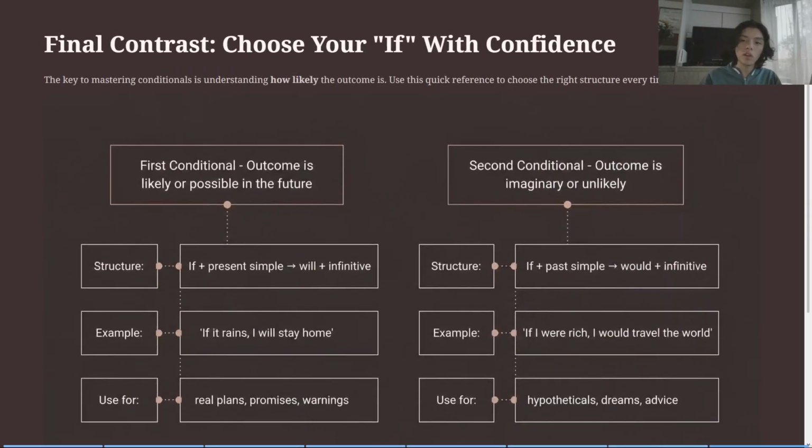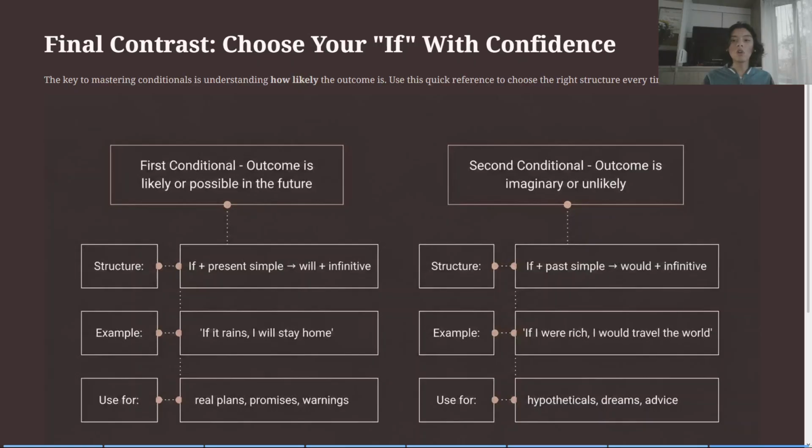Now the final contrast. To finish, let's compare the first and second conditional. The first conditional is for real and possible situations. Its structure is if plus present simple, will plus infinitive. For example, if I study, I will pass the exam. The second conditional is for imaginary or unlikely situations. Its structure is if plus past simple, would plus infinitive. For example, if I had more time, I would travel.